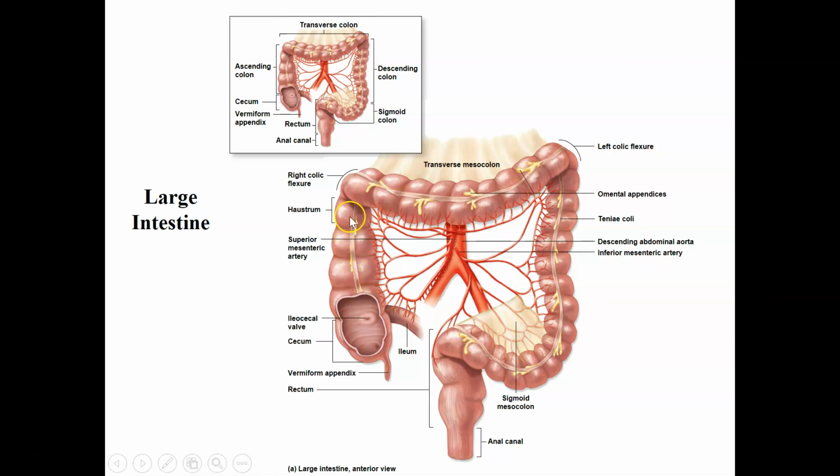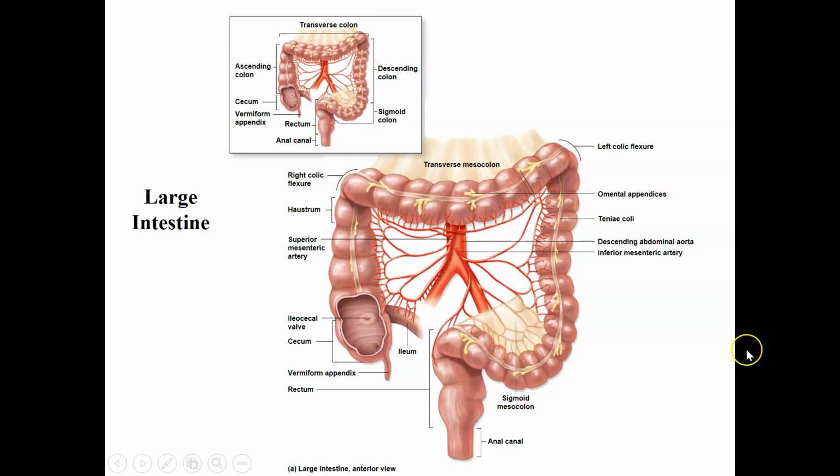Here's the ascending colon. Takes a turn, and transverse colon. Takes another turn, descending colon. And here's the S-shaped or sigmoid colon. And then there's an expansion, which is called the rectum. And then the last segment is the anal canal. That leads to the anus.